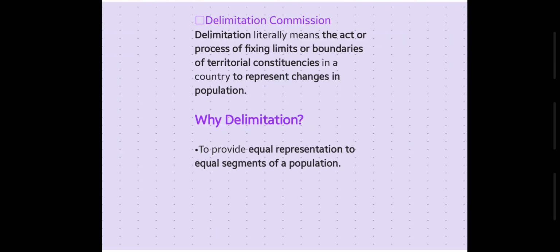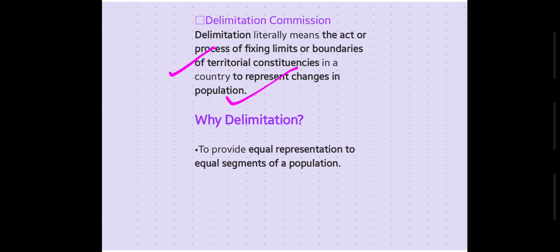We will try to see what are the important acts that have been used in the last few months. The first is the Delimitation Commission, and as we know, the Delimitation Commission has been in the news because of the Jammu Kashmir delimitation process. So delimitation literally means the act of fixing limits or boundaries of territorial constituencies in a country to represent changes in population.